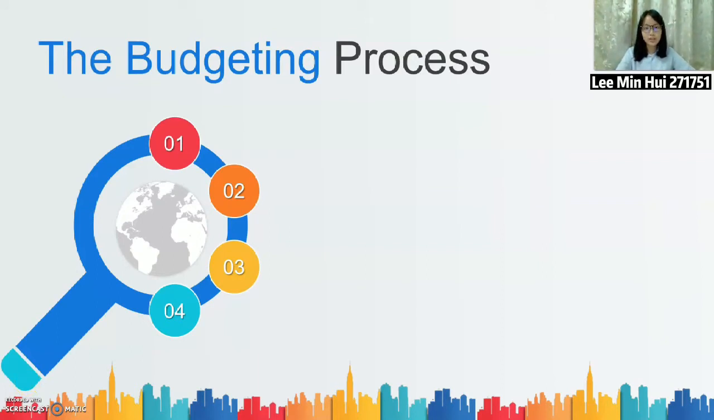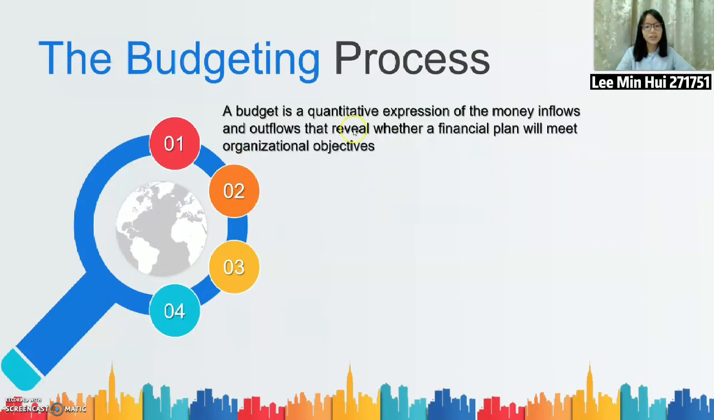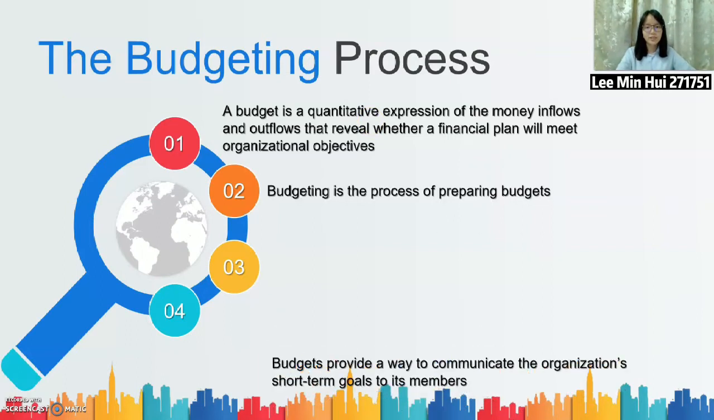Now I'm going to explain about the budgeting process. First of all, what is a budget? A budget is a quantitative expression of the money inflows and outflows that reveal whether a financial plan will meet organizational objectives. Budgeting is a process of preparing the budgets.